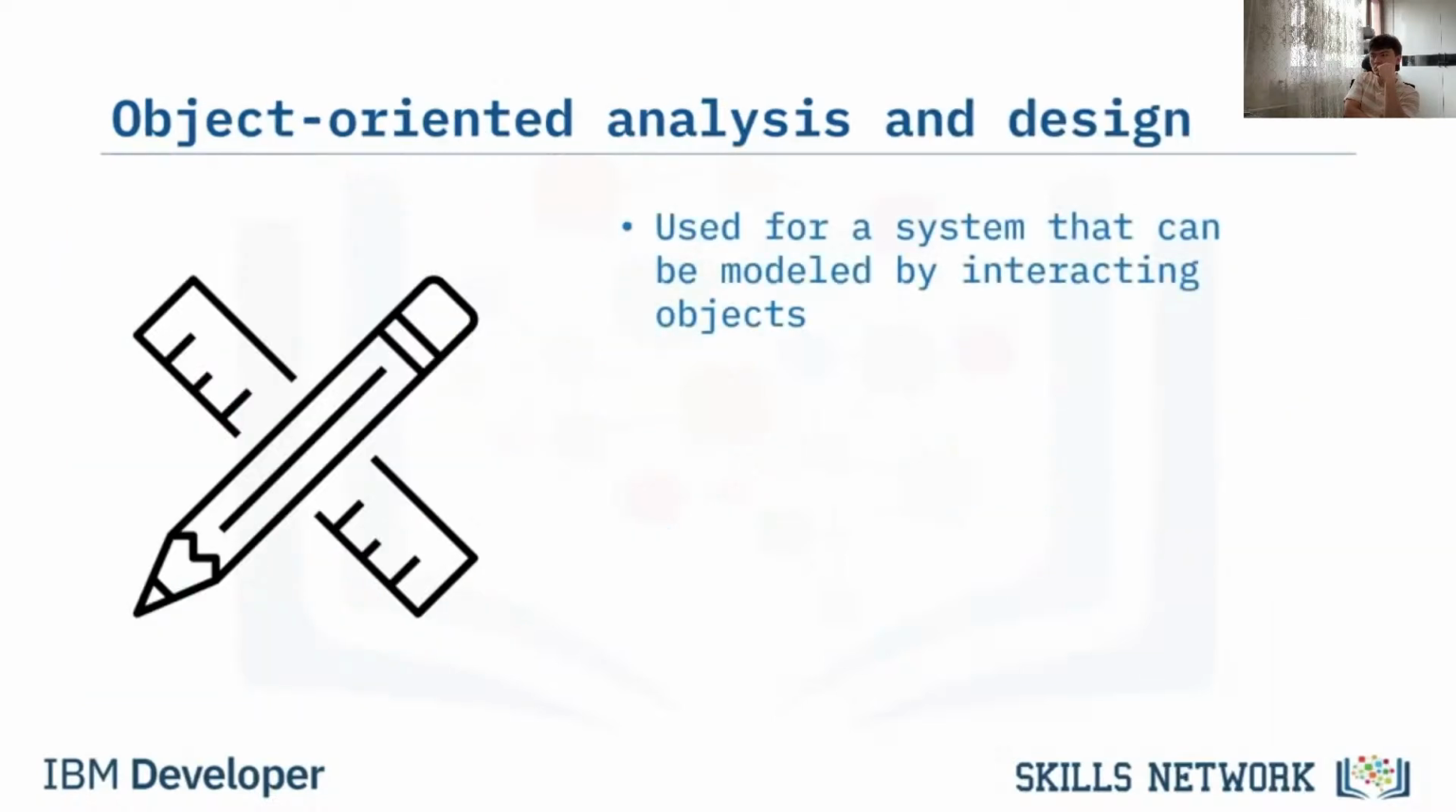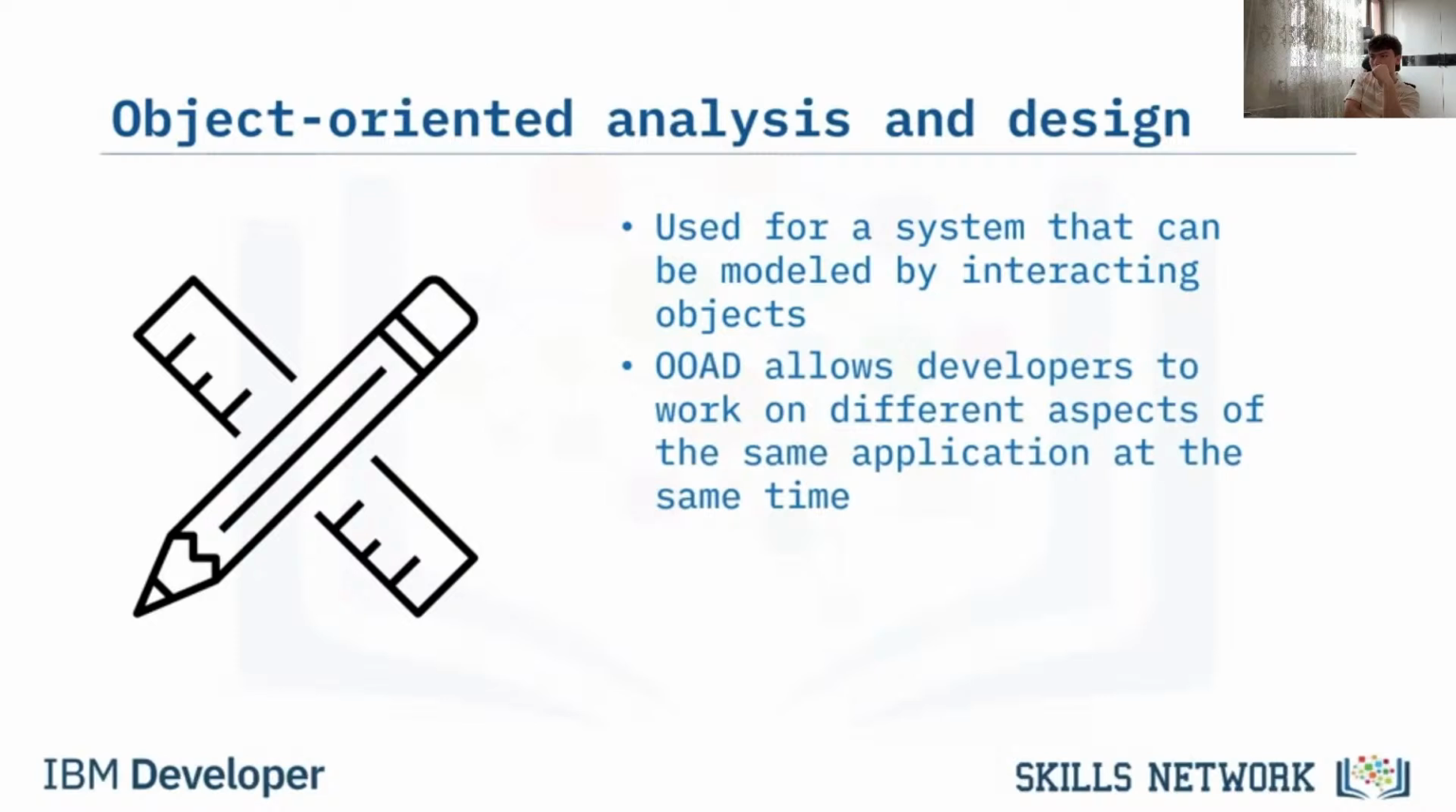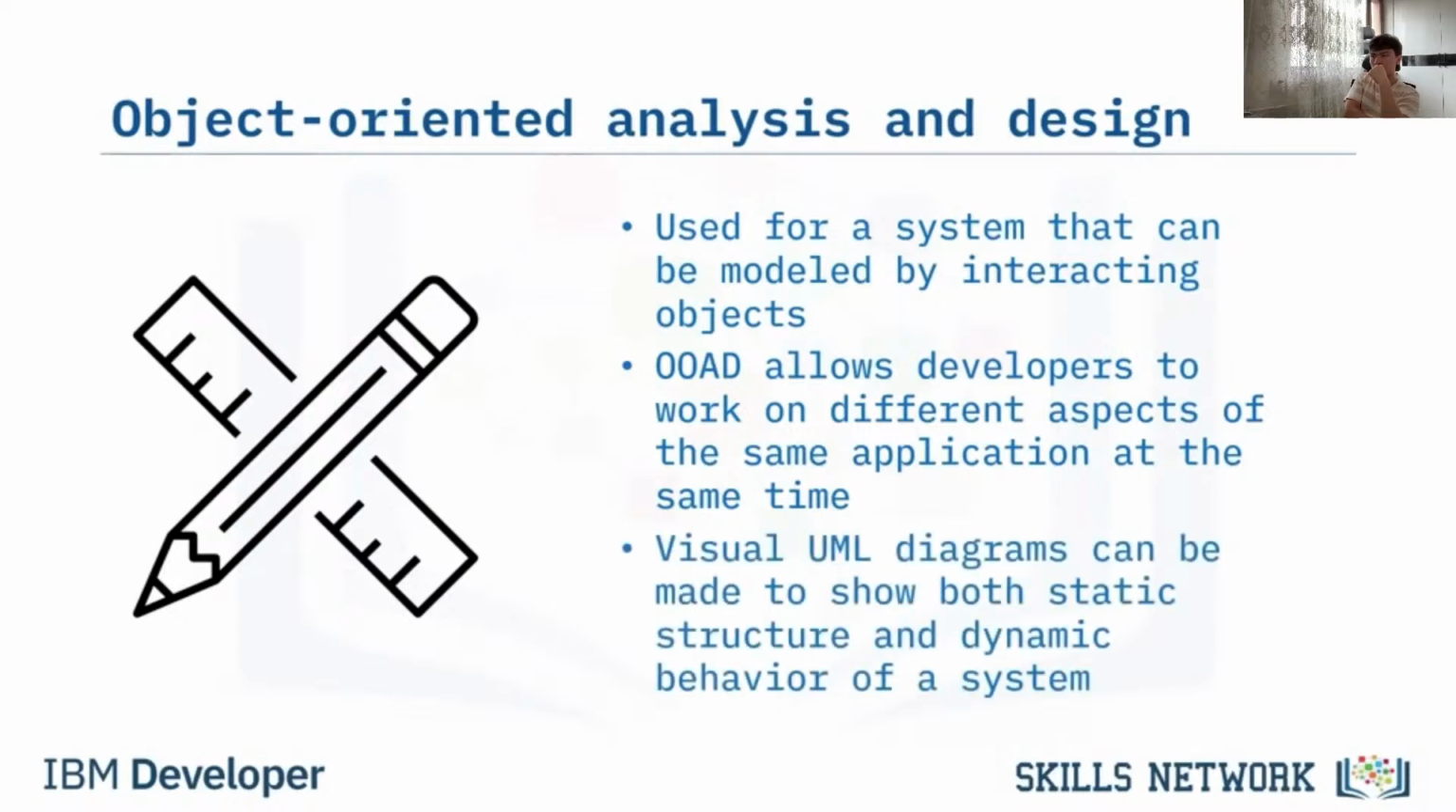OOAD is used for a system that can be broken down into objects that interact with each other. In this way, multiple developers can work on different aspects of the application at the same time. As noted earlier, visual UML diagrams can be created that show both the static structure and dynamic behavior of a system. We've seen a couple of examples of behavioral UML diagrams already.